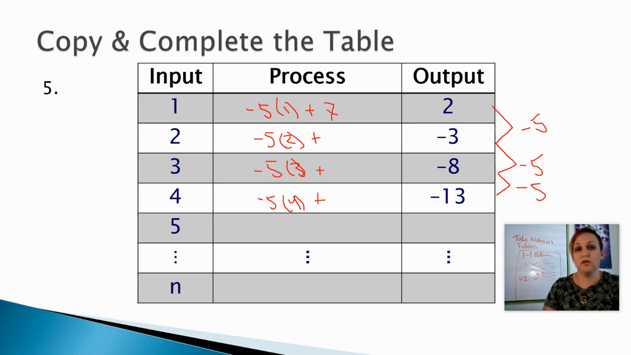-5 times 2 is -10. And -10 plus 7 is -3. That works. -5 times 3 is -15. And -15 plus 7 is -8. So I think we figured out our pattern.